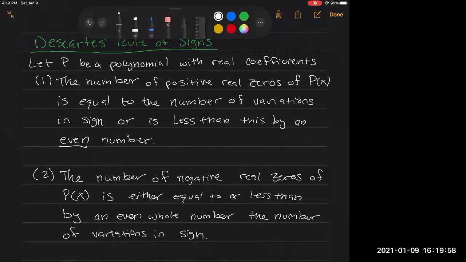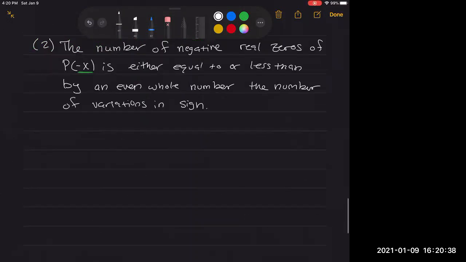All right, so what this theorem is saying is that the number of positive real zeros is equal to the number of variations of sign, or less than this by an even number. And then, oh, whoops, very important note here that I made a mistake on. The number of negative real zeros is the number of variations of sign when we do P of negative x instead of x. So this is the very important distinction between the two. Now we're going to do some examples to illustrate what this looks like.